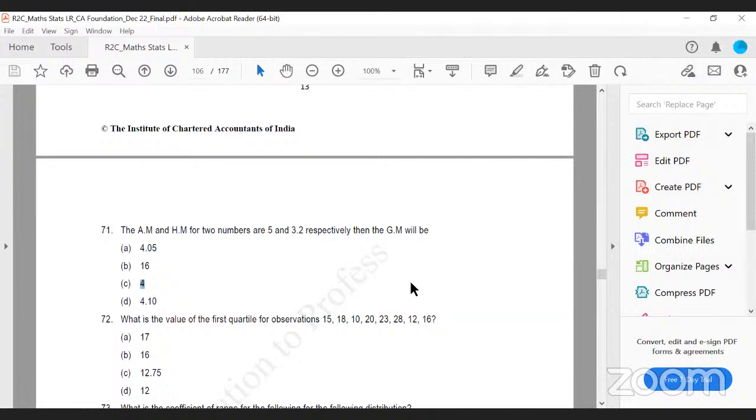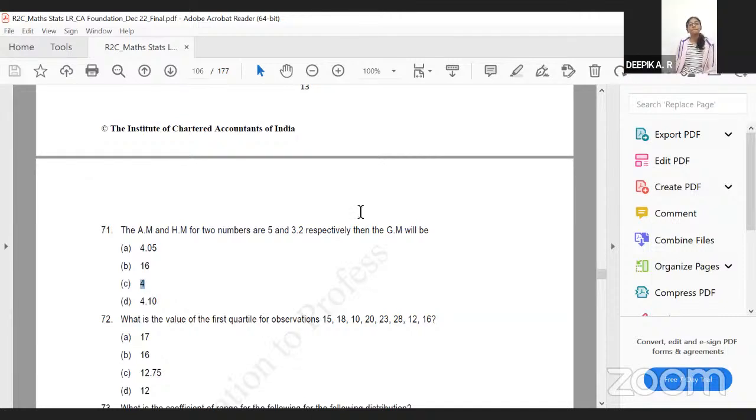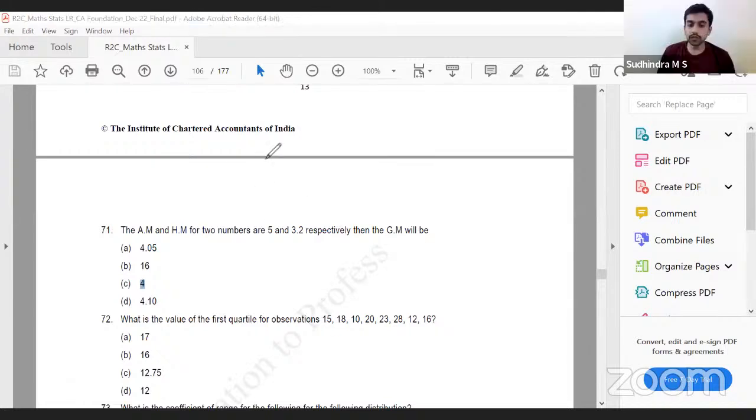12.75. Yes. So first we have to arrange it in ascending order: 10, 12, 15, 16, 18, 20, 23, 28, I think. 1, 2, 3, 4, 5, 6, 7, 8.